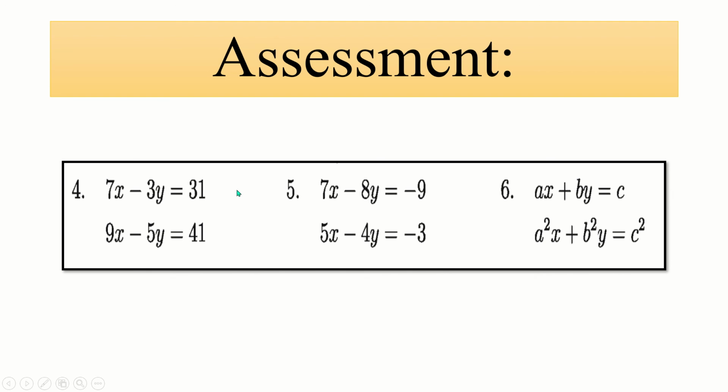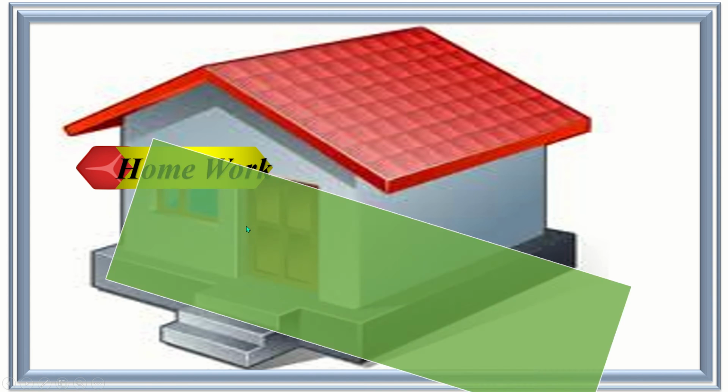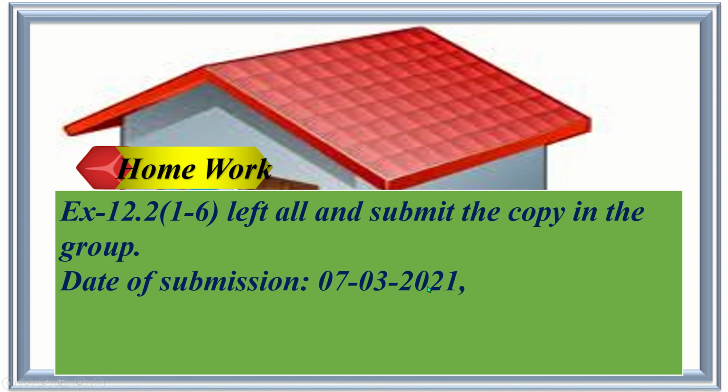So by using this you have to solve 4, 5 and 6, that means by the elimination method you have to solve 4 up to 6 in your exercise 12.2. So the students will complete your homework from 1 up to 6, exercise 12.2, and submit the copy in the group. Date of submission 7/3/2021, time 9 p.m.